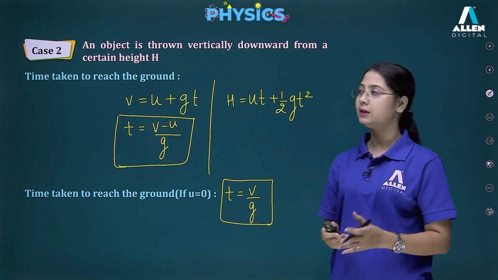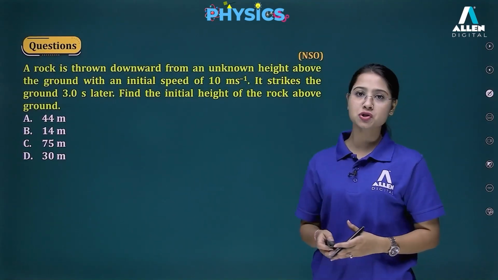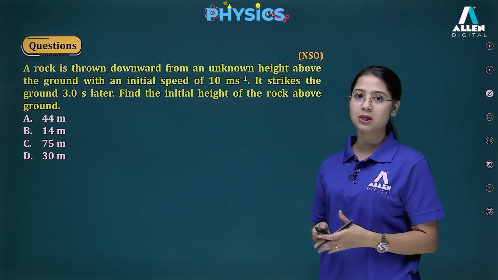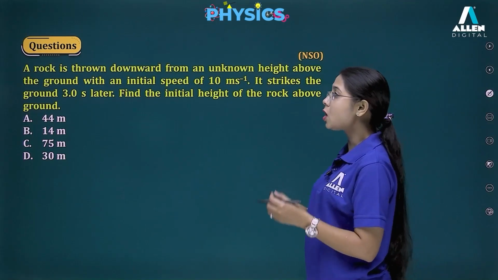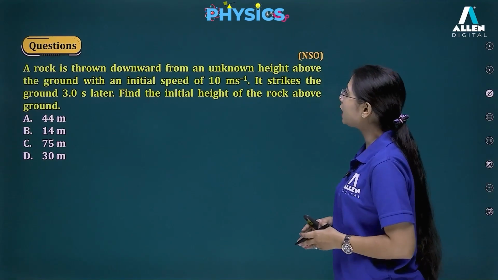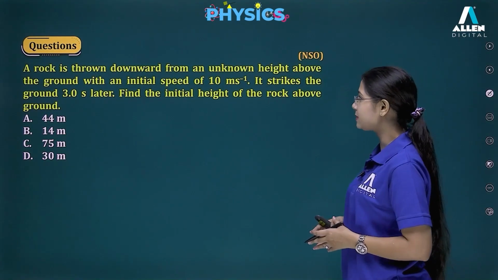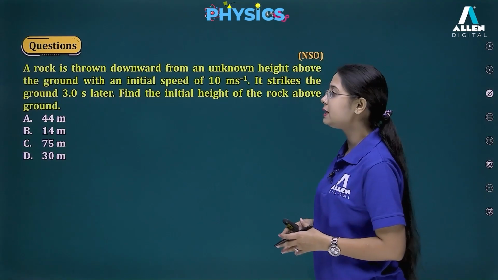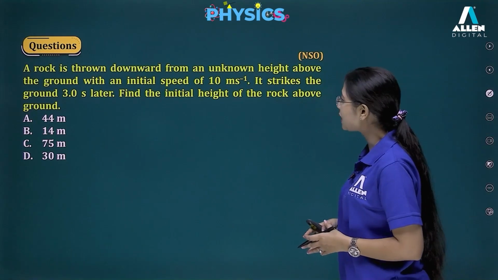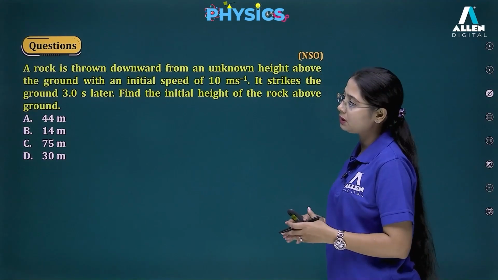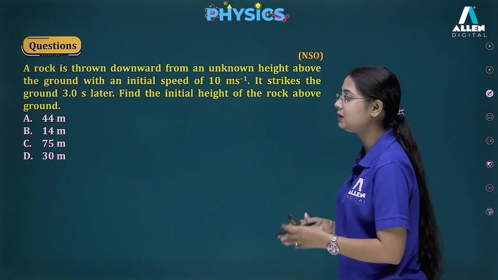Alright students, now we have some questions. So let's solve these questions. These questions are based on the case 1 and case 2. So here is the question. A rock is thrown downward from an unknown height above the ground with an initial speed of 10 meter per second. It strikes the ground 3 seconds later. Find the initial height of the rock above the ground. A 44 meter, B 14 meter, C 75 meter and D 30 meter.